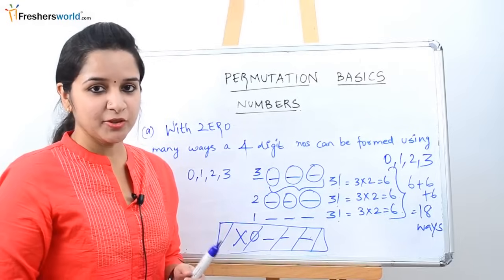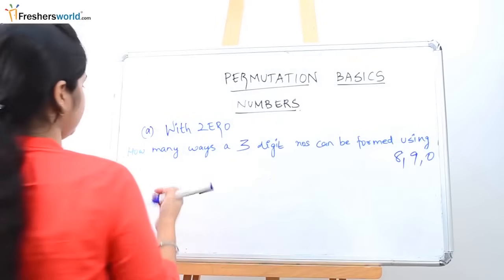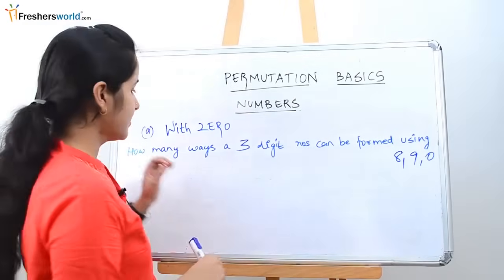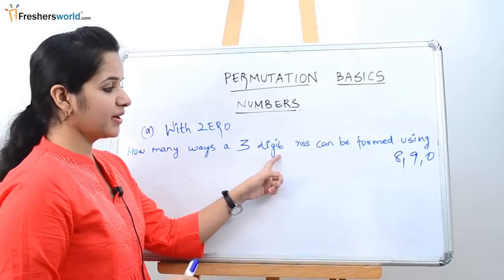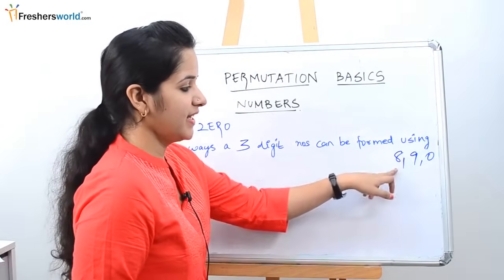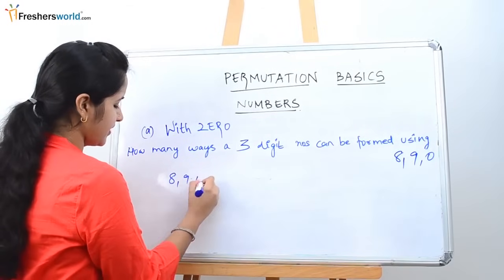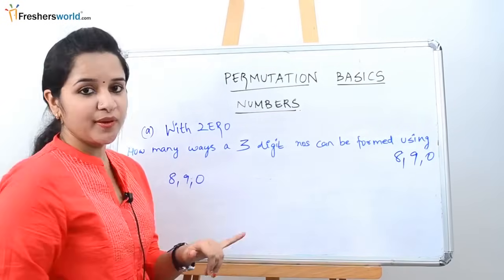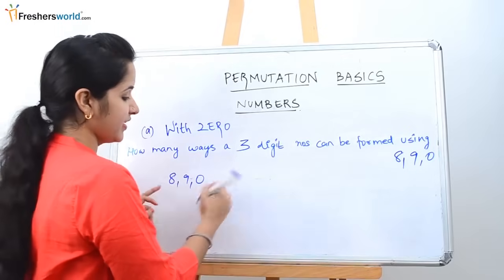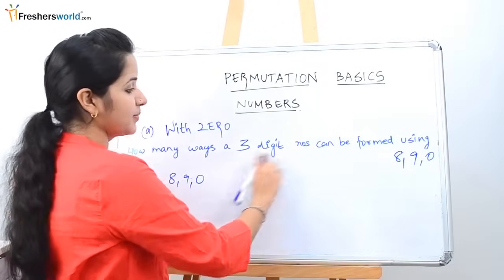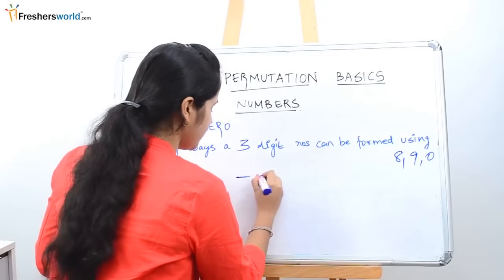Let's understand it much better with another example. The next example is: how many ways can a 3-digit number be formed using 890? What are the numbers they have given? 890. Once they give the question, always write the numbers given and the number of digits they are asking us to form. So it's a 3-digit number.